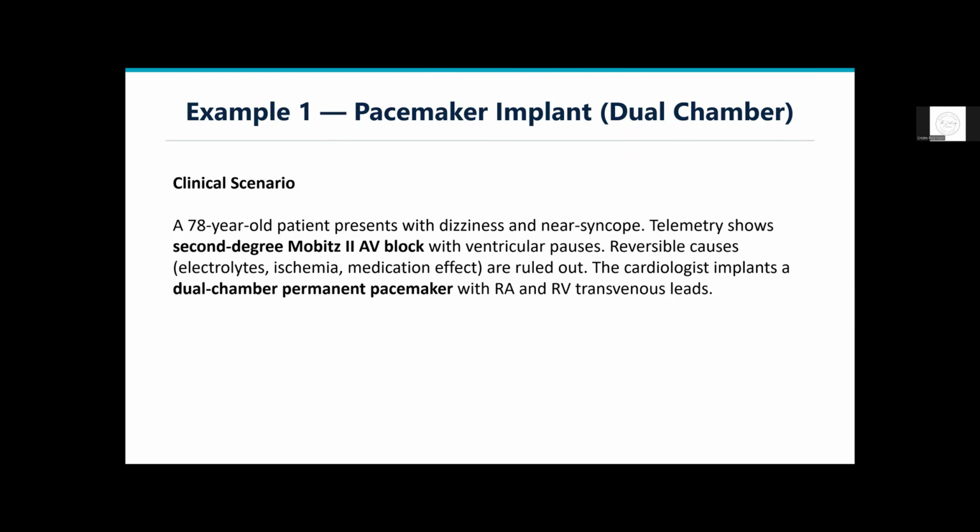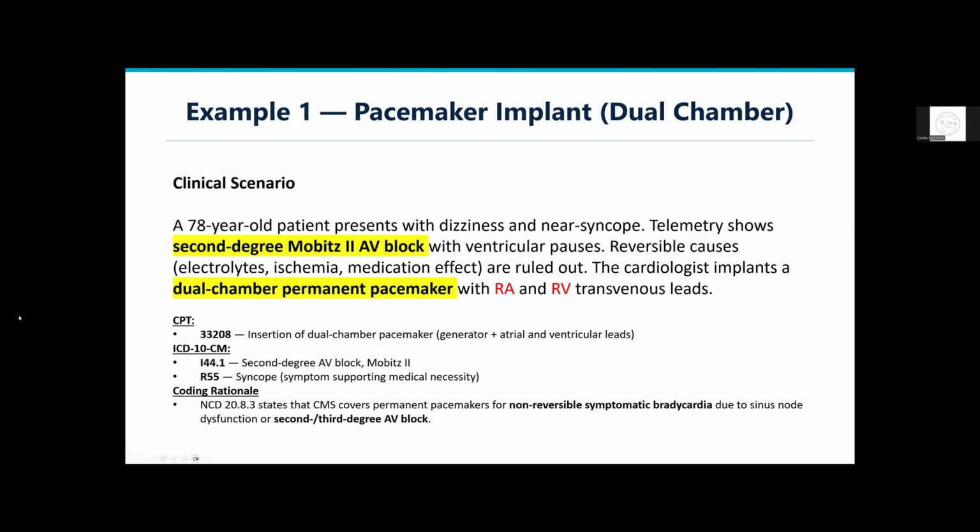This is a 33208. You can see here we have our second degree Mobitz AV block. Then we have their dual chamber permanent pacemaker with the RA and RV. That brings us to that 33208 with the ICD I44.1 for the second degree AV block Mobitz type 2, followed by the R55 for the syncope.